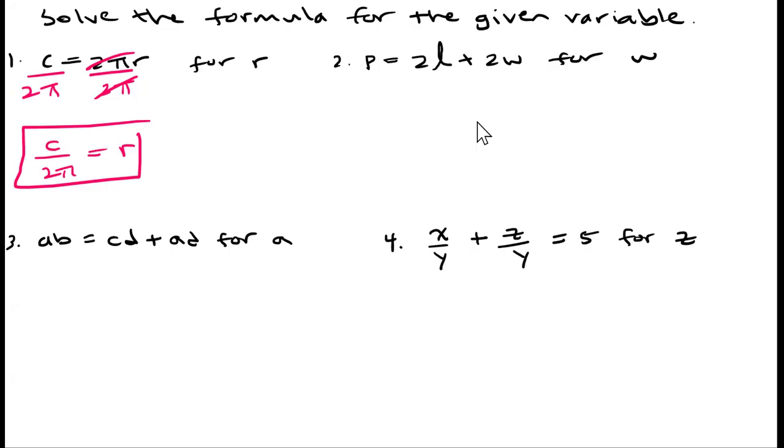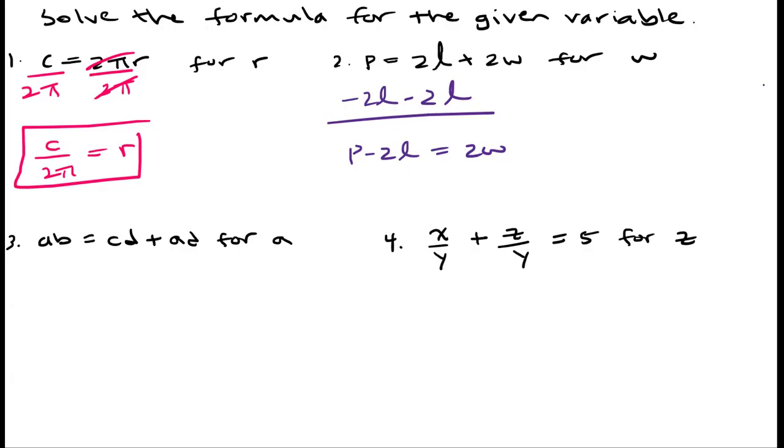Would you subtract 2L from both sides? Perfect, exactly. So subtract 2L here, subtract 2L here. So we get P minus 2L equals 2W. Okay? And then what's our last step? Remember, we want to get W by itself.